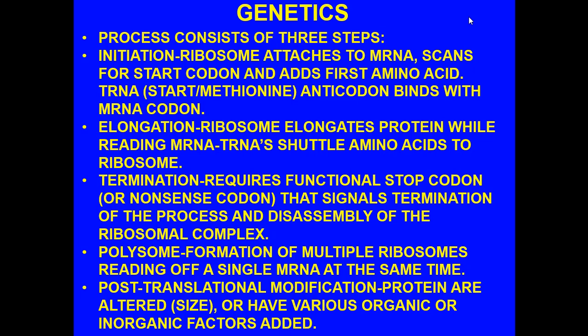Now, a polysome is something you don't see as much. You see it a little bit with eukaryotes, but you see it much more amply with prokaryotes, because in bacteria, because they have such a short lifespan, the messenger RNA will have multiple ribosomes attached onto that messenger, and they will be reading off a single messenger RNA at the same time. So they have the rapid production of a lot of that protein that's needed. Now, post-translational modifications, these are situations where the protein is altered either in size or may have various organic or inorganic factors added.